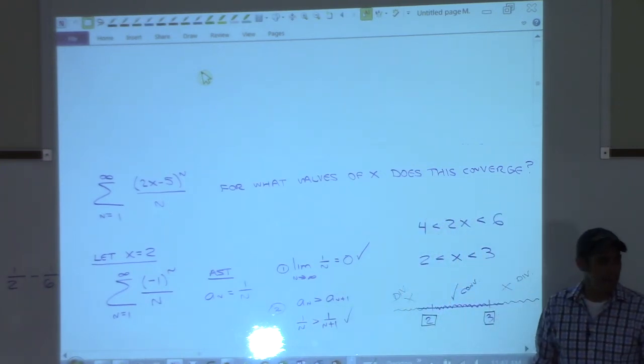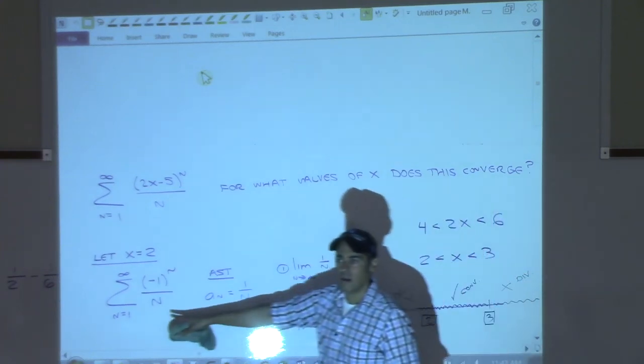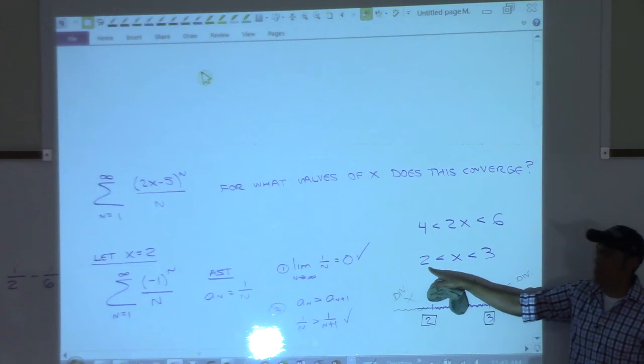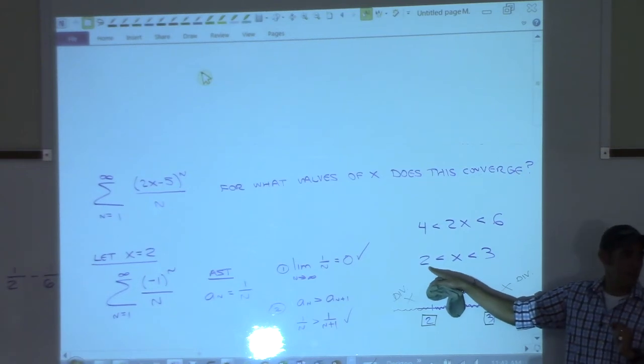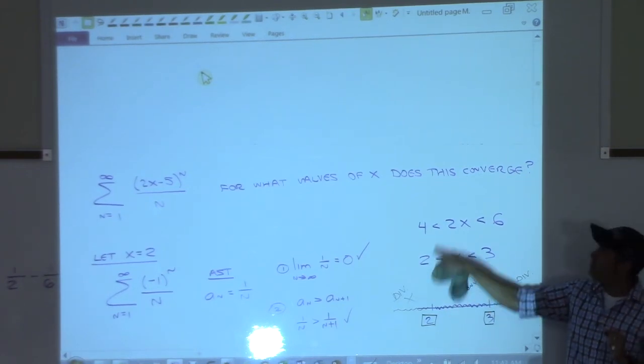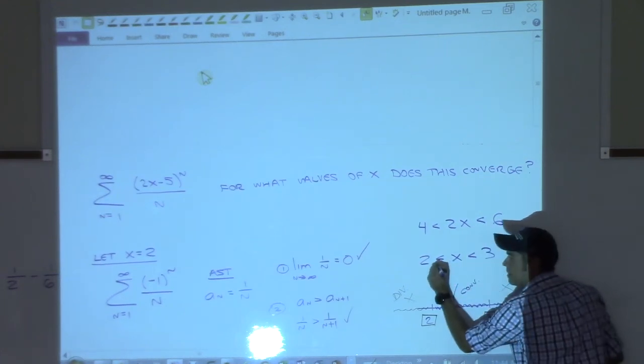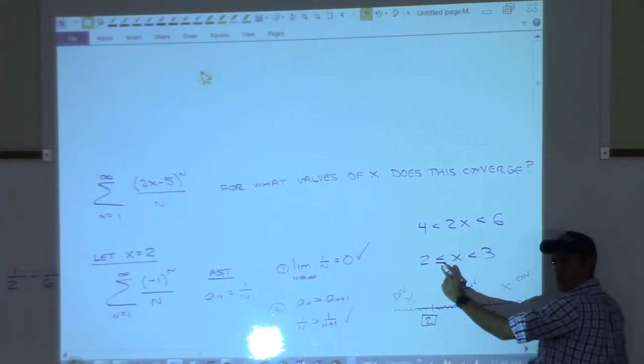What do we have? This series converges, which means that, remember how back here I was saying I'm not quite sure what happens at 2? Now I know what happens at 2. It converges, which means I want to include 2 in my answer. So this inequality now becomes that instead, right? Agree?